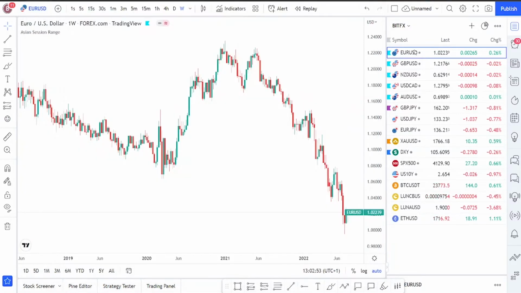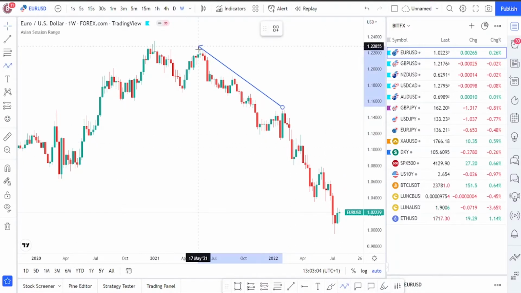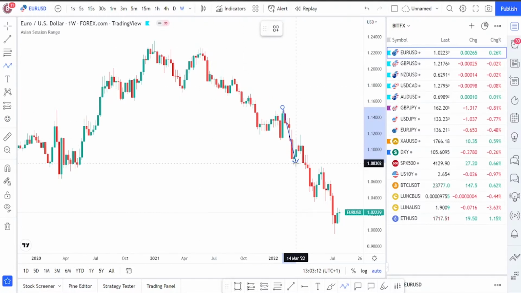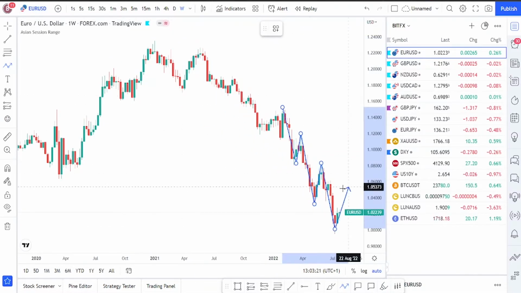So let's start off with Euro USD on the weekly time frame. As we can see on the weekly time frame, we are externally bearish, so we have been creating lower lows since 21st June. Okay, so since 21st June or since May 2021, we have been creating lows and lower lows. So externally on Euro USD weekly time frame, we are going bearish.